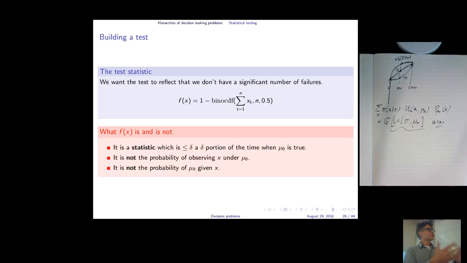Okay, and the distribution of f of x is uniform when this is true. So f of x, given that this model is true, comes from the uniform distribution, between 0 and 1.